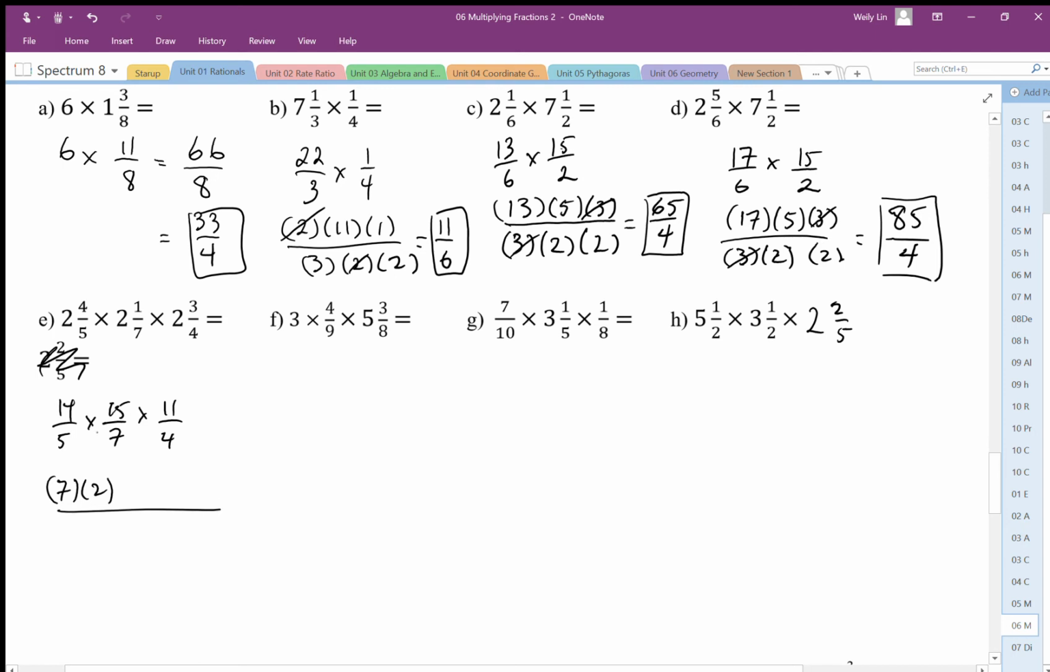I have a common factor of 3, so I'm going to factor that into 3 times 5. 11 is prime. 5 times 7 times, I've got that 2 that needs to be simplified, so I'm going to write that 4 as 2 times 2. Cancel these common factors out. So times and divide cancels. I'm left with 33 on top, 2 on bottom, and again, that doesn't simplify.